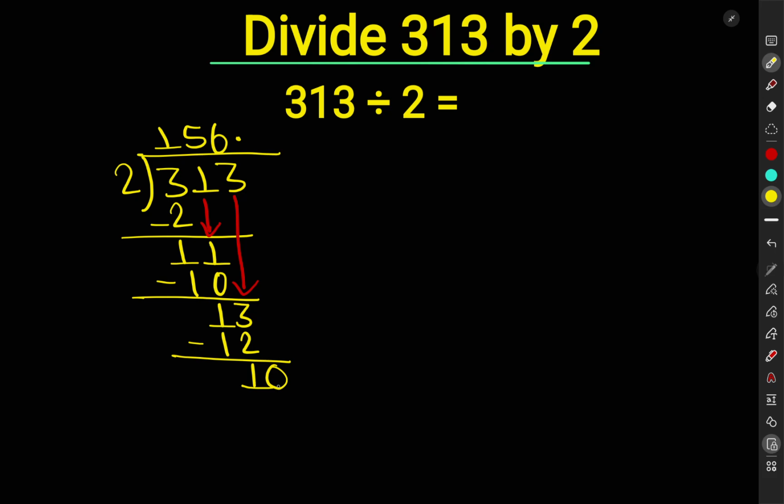So now it became 10 and 2 times 5 means 10. On subtracting we get 0. So 313 divided by 2 is 156.5.